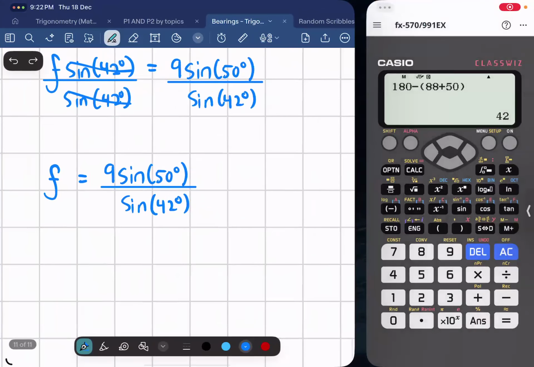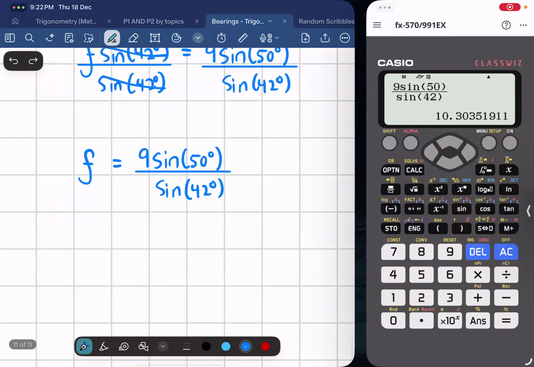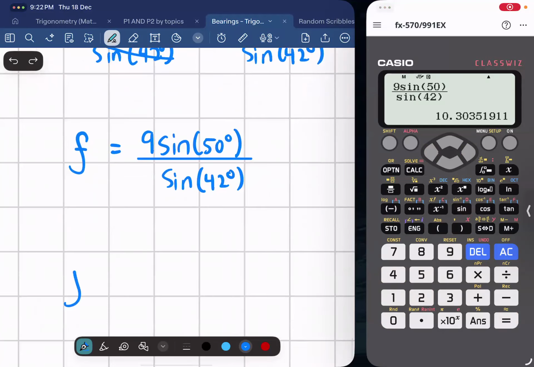So I got 10.3. What about the rest of you guys? Did you get 10 point? 10.3035. All right. 10.3035. If I round it off to two decimal places, that's going to be 10.30.